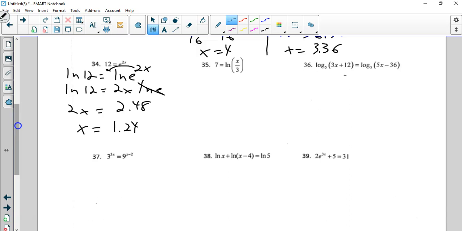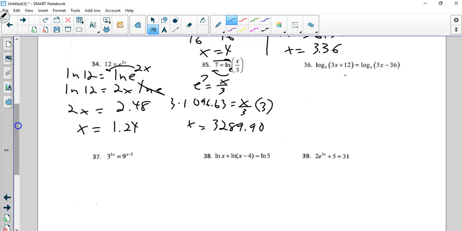Okay, now I do have an ln, but I'm missing a letter. So that's a little e right there. I only have one ln, so I don't have to condense. So I'm going to squish and flip. e to the 7th equals x over 3. Remember, when you flip and swish and flick, it goes away. There is no ln, no log left. Now e to the 7th is 1096.63 equals x over 3. And that's just typing in the calculator. Now I need to multiply by 3, and I get x is equal to 3,289.90.